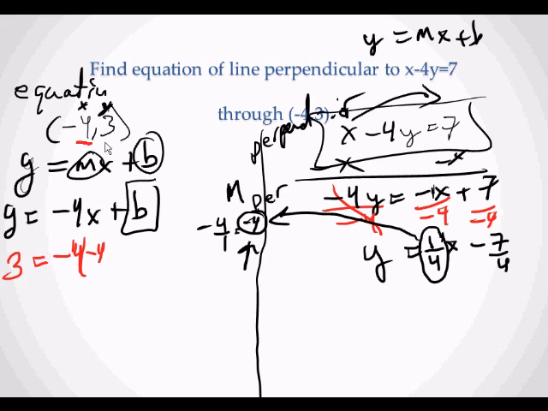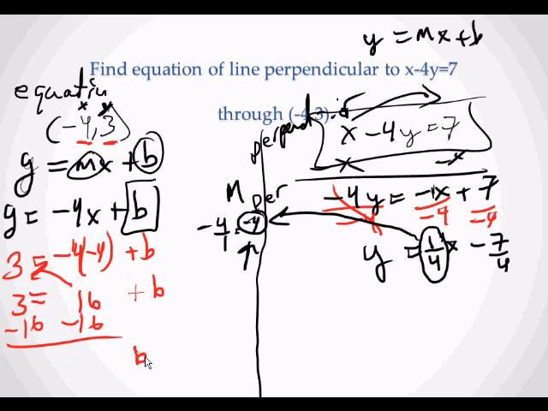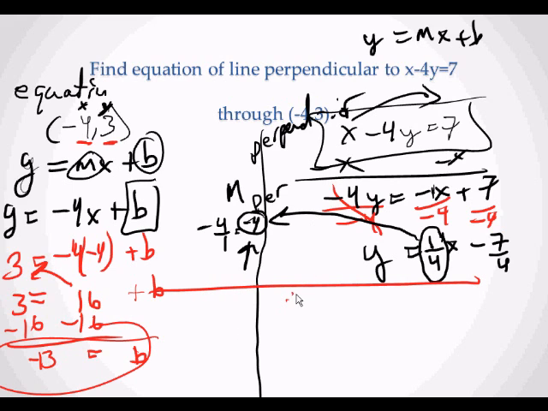So we're going to plug in the y is 3 equals negative 4 times x, and x is actually negative 4. If you look up here, x is negative 4 and y is 3. Negative 4 times negative 4 plus b. Negative 4 times negative 4 is a positive 16. Get the 16 to the other side by minusing 16, and I end up with b equals a negative 13.